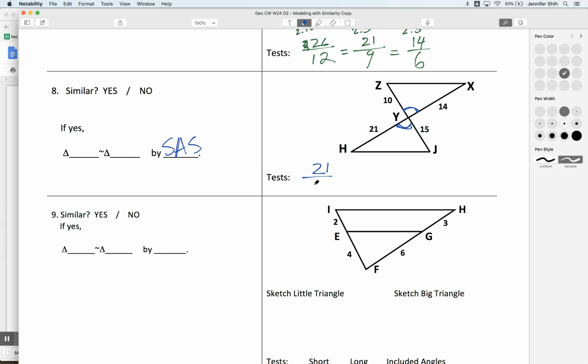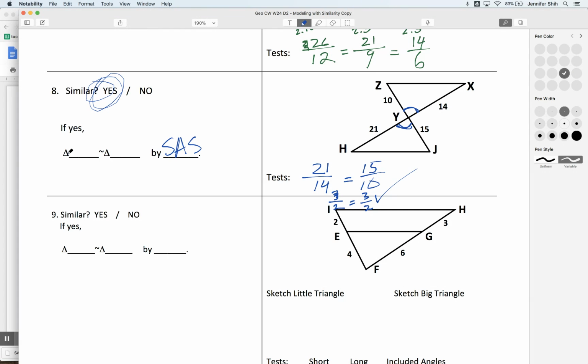So the lower triangle has the longest length of 21, and then the upper triangle has the longest length of 14. And then let's see if that's proportional to the smaller length of 15 to 10. So if you look at this, these two numbers have factors of 7, which is really good because then you can divide by 7 on both the numerator and denominator, you get 3 over 2. And these two have the greatest common factor of 5. And if you take a 5 out of 15 and 10, you will get 3 over 2. Boom, proportional. Yes.